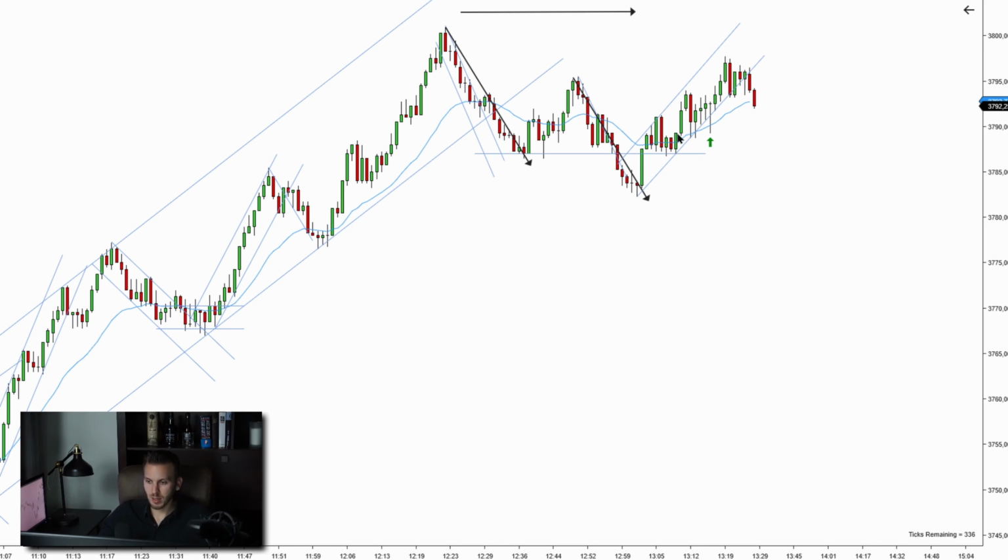Really a shame that we missed this setup right here. I played a little bit too safe. I was supposed to be a little bit quicker here, but you get another high probability setup quickly after new high, first entry long, second entry long.